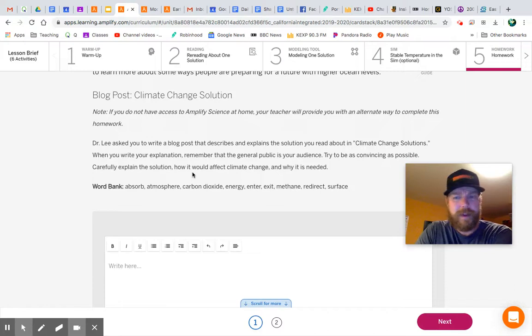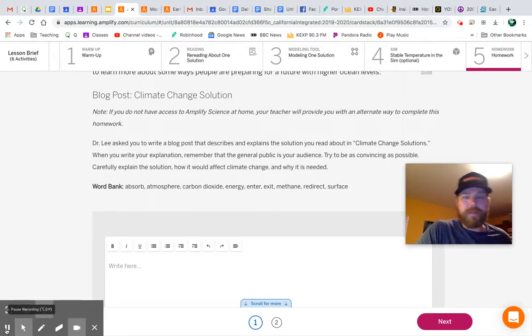Remember, you're not writing this for me, okay? You're writing this for somebody who maybe doesn't understand this stuff yet. Maybe somebody who has some basic understanding, but not a full understanding. They didn't go through Amplify's Earth's changing climate unit. Try to use all of these words. Refer back to your model if you want to, but try to make this as convincing as possible, and explain what your solution is, why it would affect climate change. All right, go ahead, take some time, do that right now. Pause.